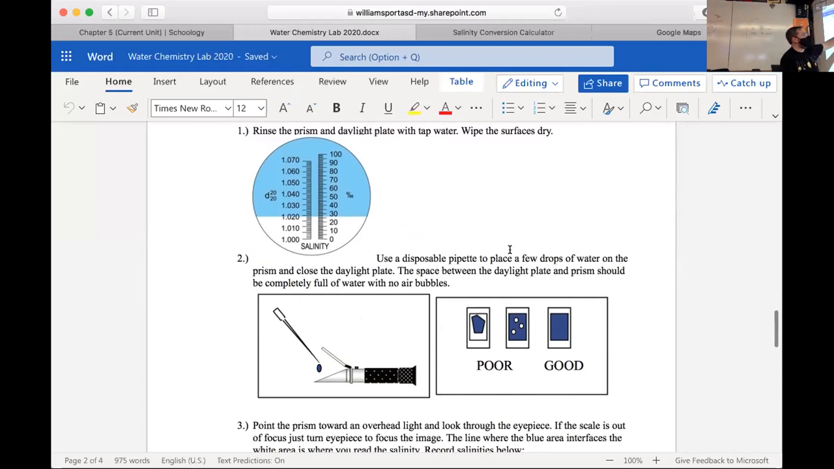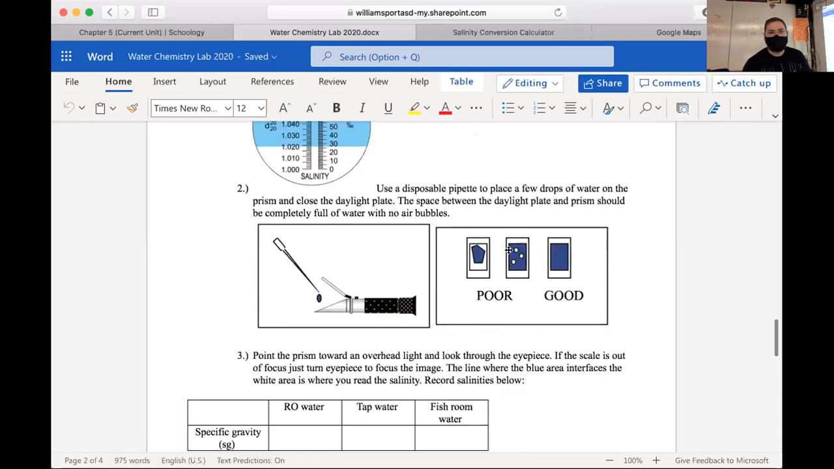And wherever that line is between the blue and the white, that's where you read on the scale what the salinity is. So in this example, this thick line here is 1.020. This one's 1.030. So I'd say this is right around 1.020. We're going for like 1.026, which is up there a little bit.